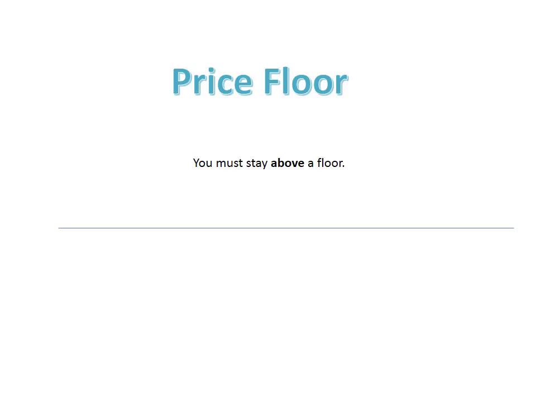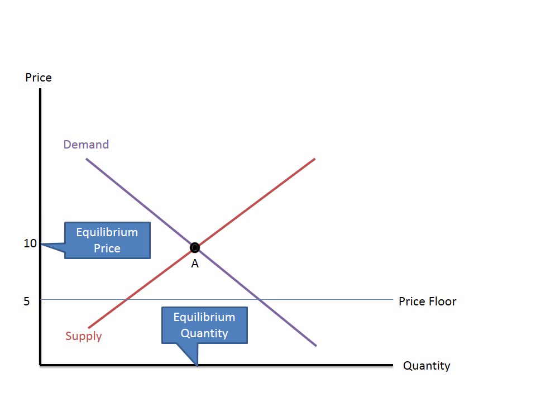Today's video is about price floors. A price floor is a minimum price. You're not allowed to set a price below the price floor. So imagine in the following market, the government imposes a price floor of 5. What will be the effect of this price floor?